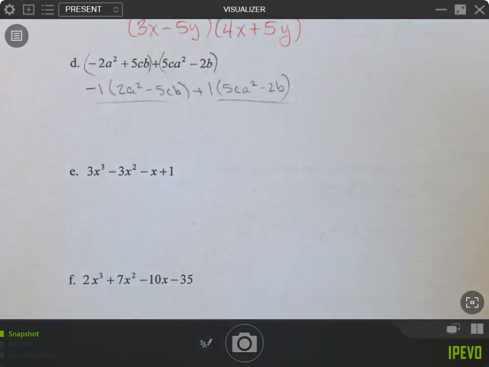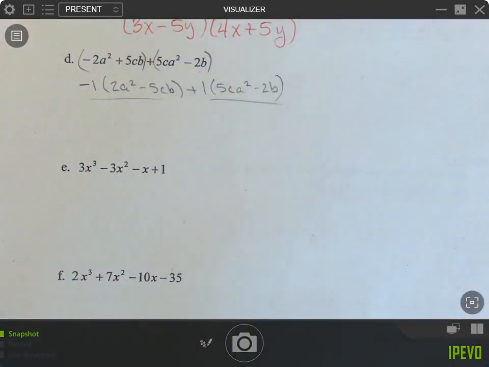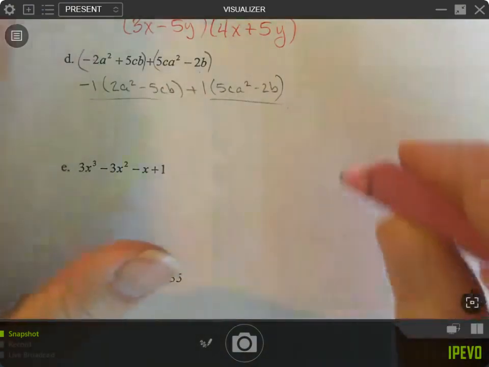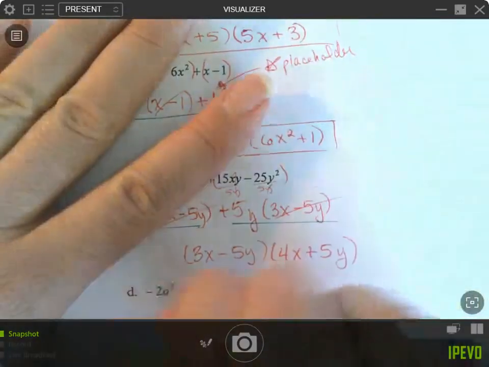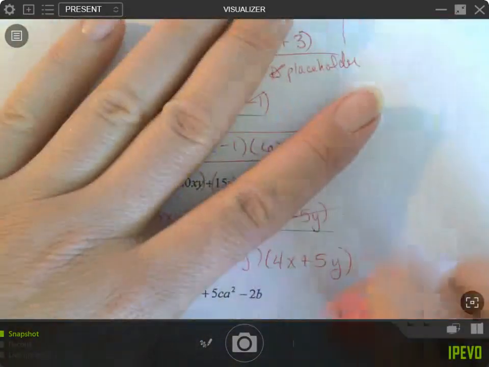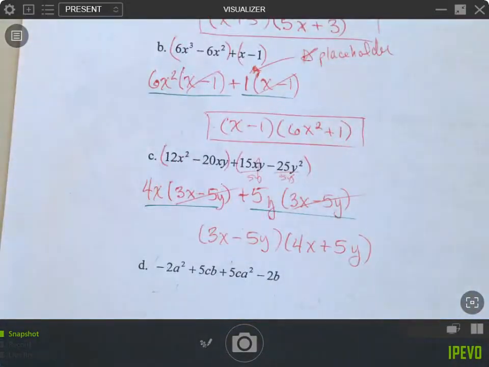Now, if you listen to me, I did say you did not have to write this because I was going to have to fix it. So I am going to have to restart this problem. Okay.